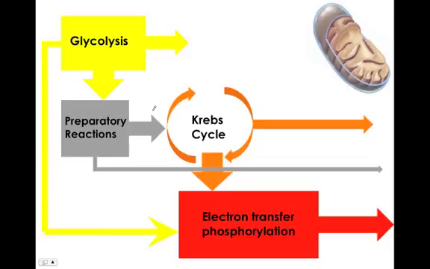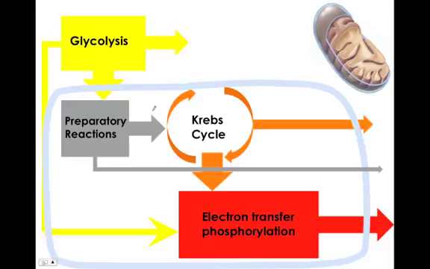Now what we'd like to do is let's see if we can remember which of these reactions occurs where. If we were to draw a line showing the outer membrane of the mitochondria, where would it go? Hopefully you realize that it goes between glycolysis and all the rest of it. The preparatory reactions, the Krebs cycle, and electron transfer phosphorylation all occur within the mitochondria.